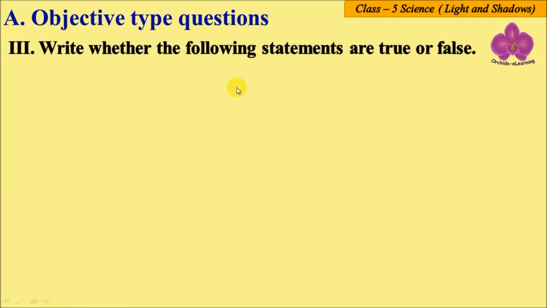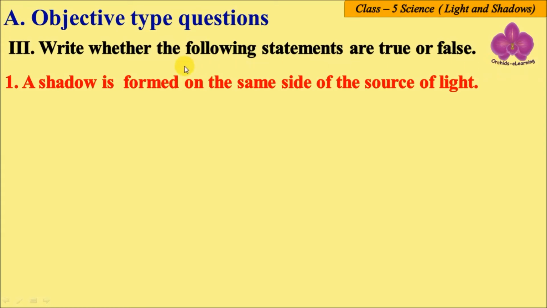Next question. Write whether the following statements are true or false. First, a shadow is formed on the same side of the source of light. You need to tell it is true or false.